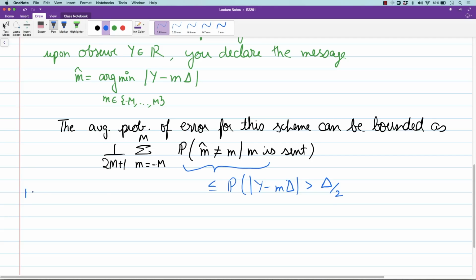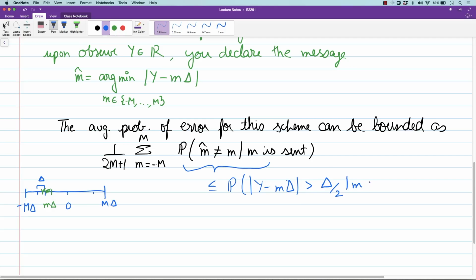You should see it this way. These are your code words. You take minus M delta to M delta, and you make this grid. Any 2 points in this grid are a distance delta apart. So if the actual sent message is here, this is your m, the only way error can occur is if the received y is outside this interval of length delta around m delta. So this guy is greater than delta by 2, at least greater than delta by 2, because if it's less than or equal to delta by 2, then error cannot occur. So this implies that this must hold, and therefore this is an upper bound.